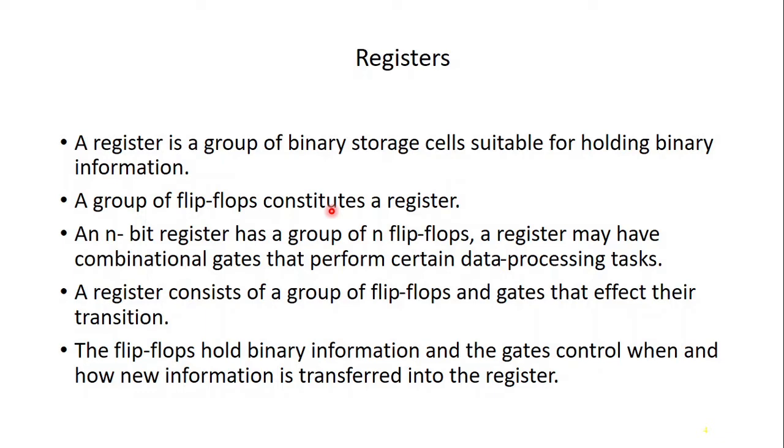and it may have combinational gates that perform certain data processing tasks. A register consists of a group of flip-flops and gates that effect their transition. The flip-flops hold binary information and the gates control when and how new information is transferred into the register.